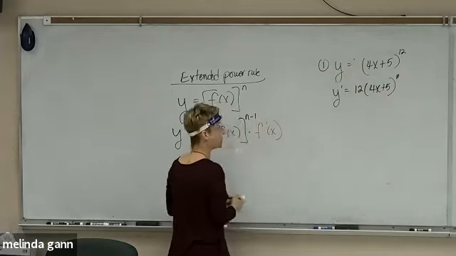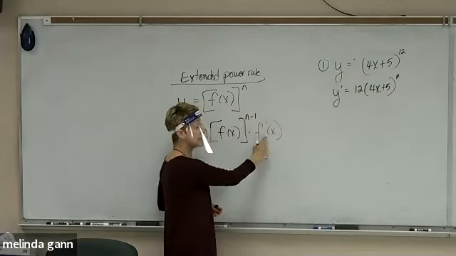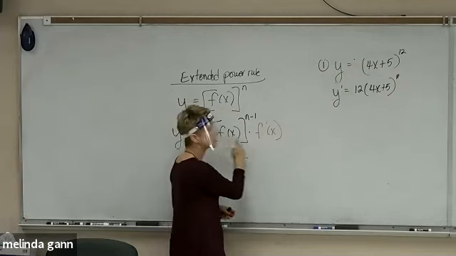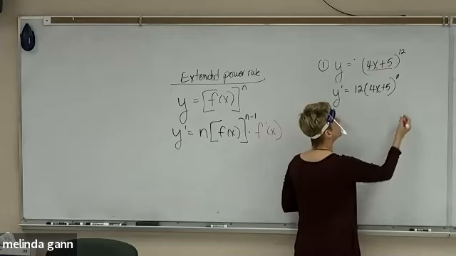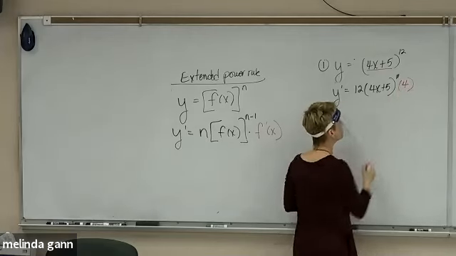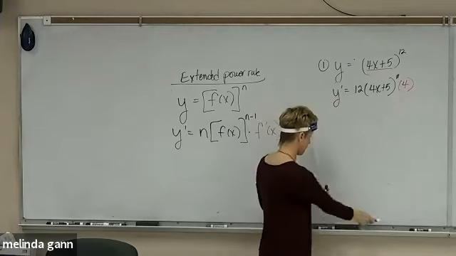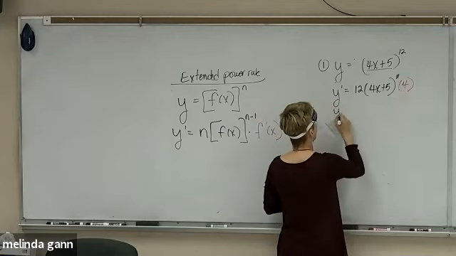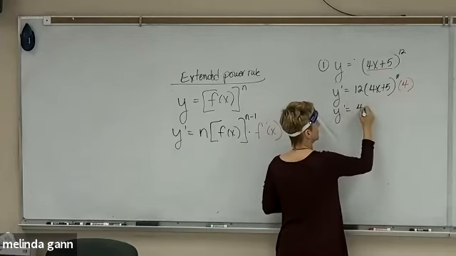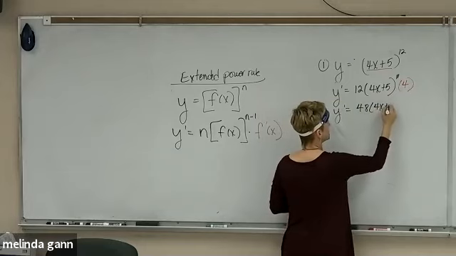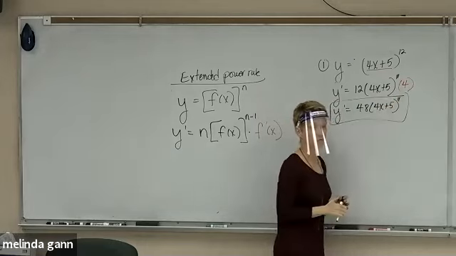What do I still have to do? I've got to do the derivative of the inside. Is everybody with me? So what's the derivative of that inside? So when I clean that up, I have what's 12 times 4? 48, and I've got 4x plus 5 to the what? Isn't that what we got last time, the chain rule?